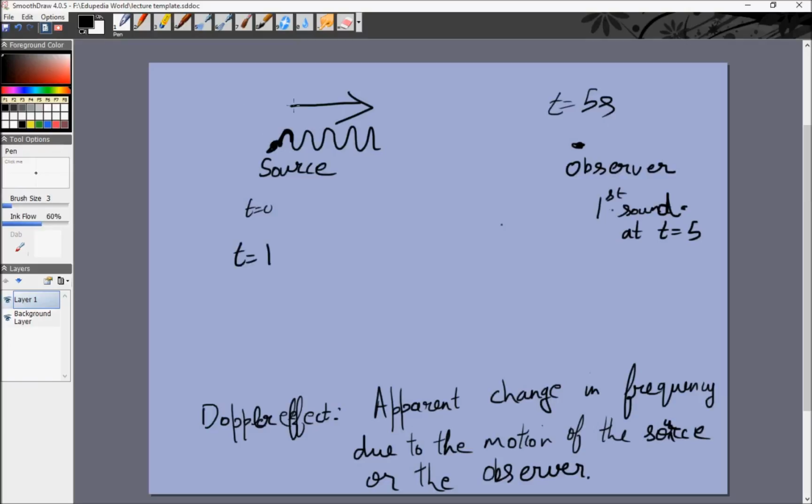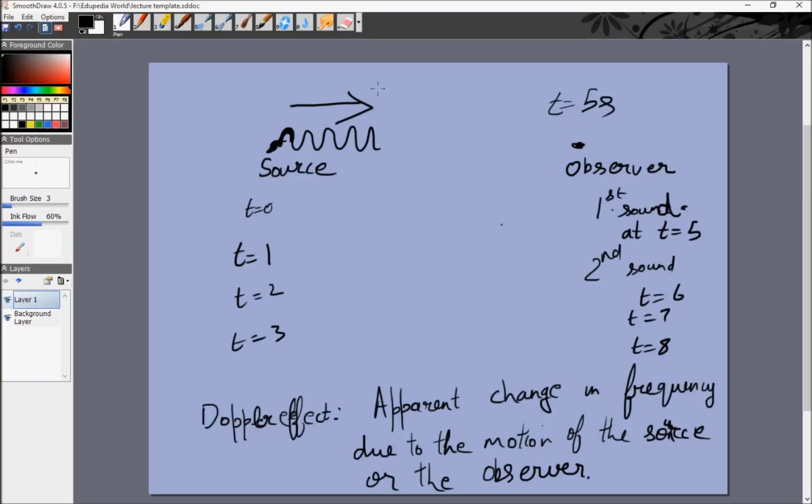Ordinarily, what would happen if the source was not moving? It would be emitted at t equal to 1 second and heard at t equal to 6 seconds, then this would be emitted at t equal to 2 seconds, t equal to 3 seconds, and they would be heard at t equal to 7 and t equal to 8 seconds. So one particular wave is emitted every second, and one particular wave is heard every second, right? And the frequency is nothing but the number of crests or troughs in a unit time. So the frequency emitted and the frequency observed are the same if the source was not moving.